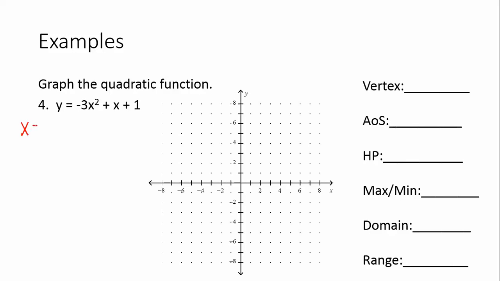So for axis of symmetry, we have negative b over 2a. That's negative 1 over negative 6, which is 1/6. And this one's going to be ugly because it's a fraction. So we get an axis of symmetry of x equals 1/6. That means that 1/6 is the x coordinate of our vertex.